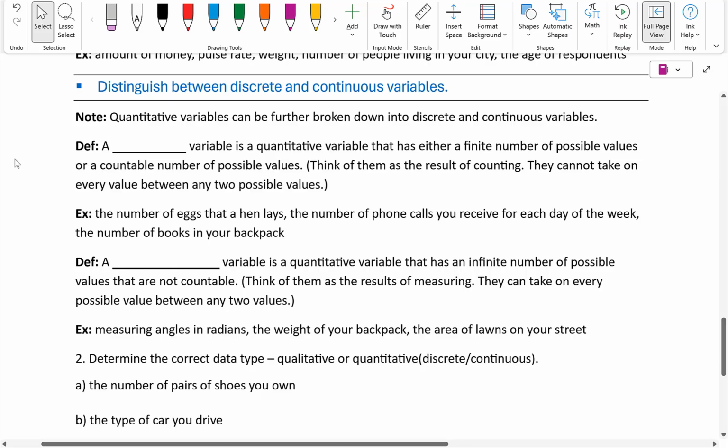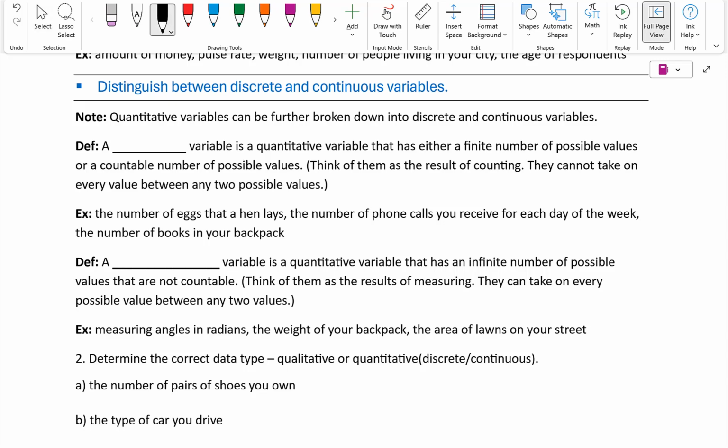So note here, quantitative variables can be further broken down into discrete and continuous variables. We start with a definition: a discrete variable is a quantitative variable that has either a finite number of possible values or a countable number of possible values. Think of them as a result of counting. They cannot take on every value between any two possible values, and that's what we're going to use to distinguish between the two when we do have an infinite number of possibilities.